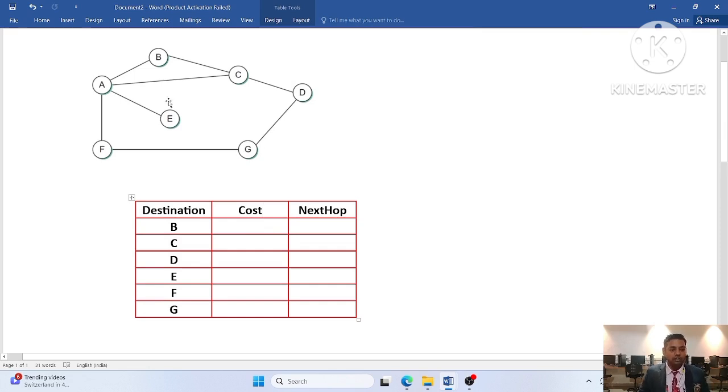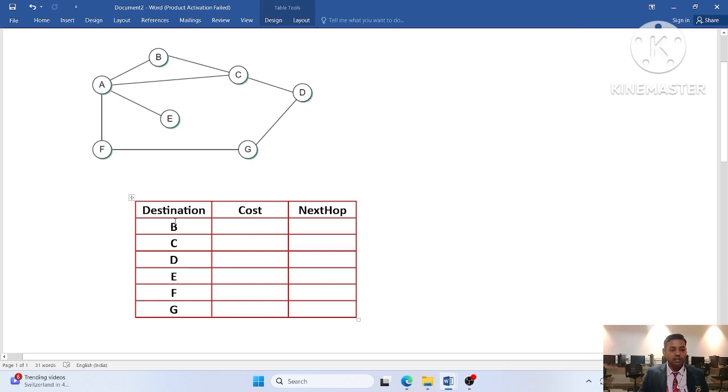So this is the graph we have considered. Initially we need to find the cost of reaching other nodes from node A. The routing table has three different fields. The first field is the destination. In destination we write the remaining nodes, except the source node. We should not consider the source node, because the cost of reaching the same node will be 0. So we need not write A here.